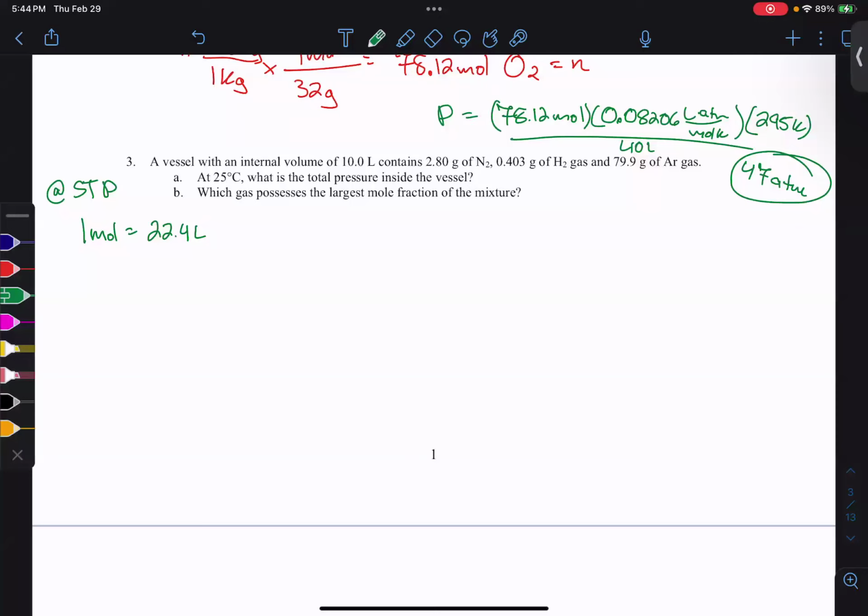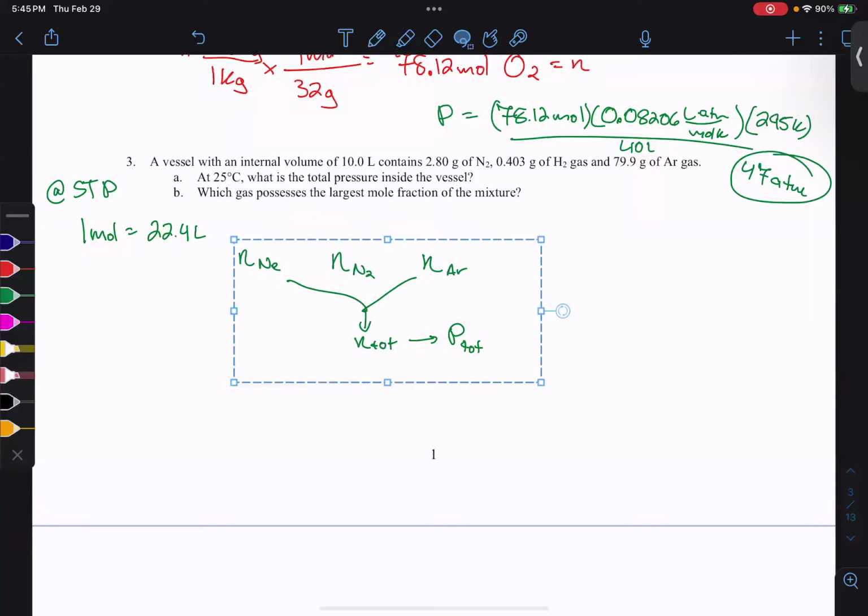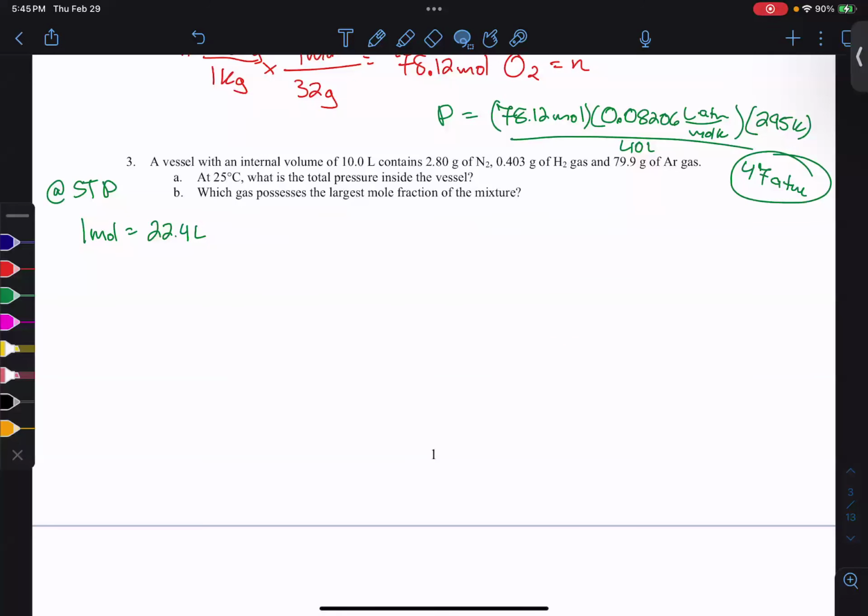Because we can think of, all right, we have a mole amount of nitrogen in this sample, we have a mole amount of neon in the sample, and then we have a mole amount of argon in the sample. Each of those has a partial pressure, but if we combine all of them, we get a total mole amount that relates to the total pressure. So we can think about the mole amounts individually for partial pressures, or the total mole amount to get the total pressure. So we just need to consider all of these gases separately.